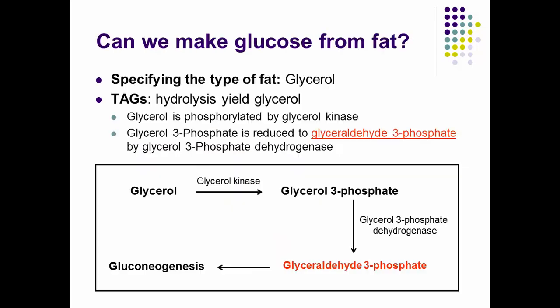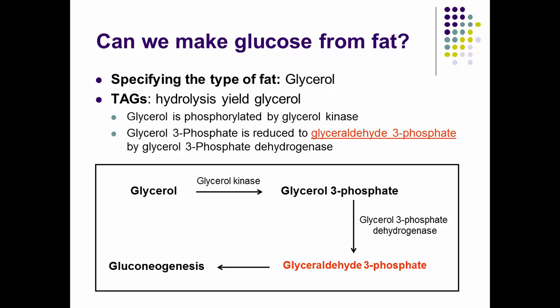So now let's talk about the specific types of fat and how they are converted to glucose. So first one is glycerol. Glycerol is generated from the hydrolysis of triglyceride during the fasting. Glycerol is released from adipose tissue, then the liver can pick it up for gluconeogenesis. The pathway for gluconeogenesis starts with glycerol.